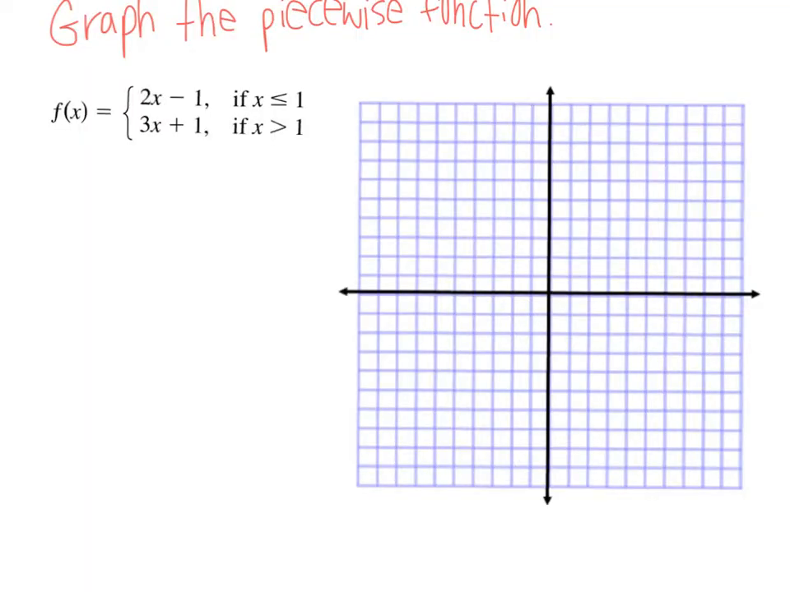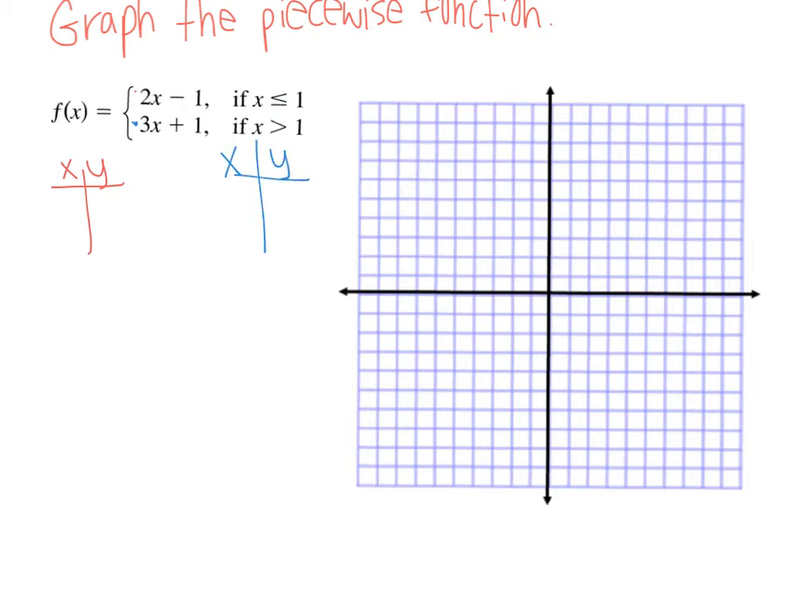Okay, so graphing a piecewise function. A piecewise function we graph in 2 separate pieces. So graphing the first piece, we've got 2x minus 1 if x is less than or equal to 1. So to graph these, we are making tables. We make a table for each piece. Okay, so I'm going to say this is going to be my red table. And my second function will be my blue table.